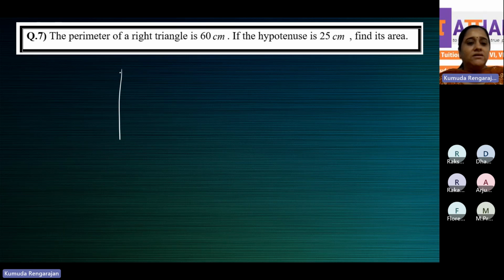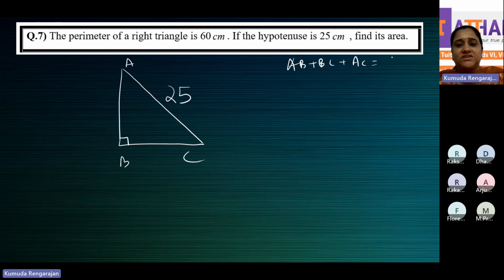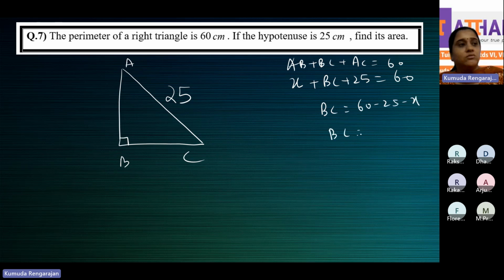So it's a right triangle. Hypotenuse is 25. Perimeter is 60. That means AB plus BC plus AC is equal to 60. Supposing AB is X, plus BC, plus AC is 25, is equal to 60. So BC will be equal to 60 minus 25 minus X. So BC is equal to 35 minus X.